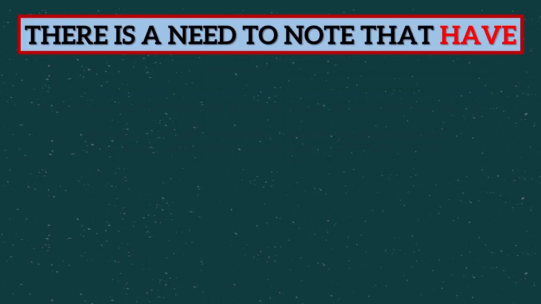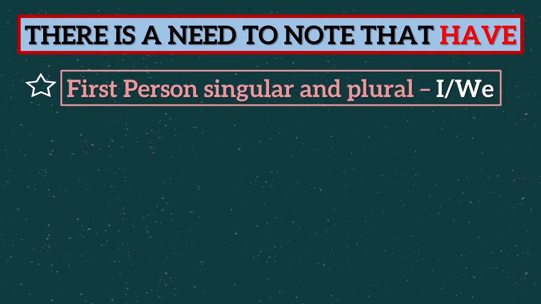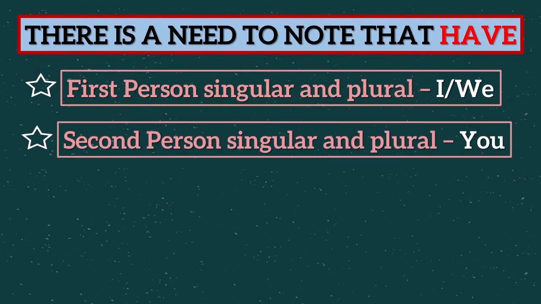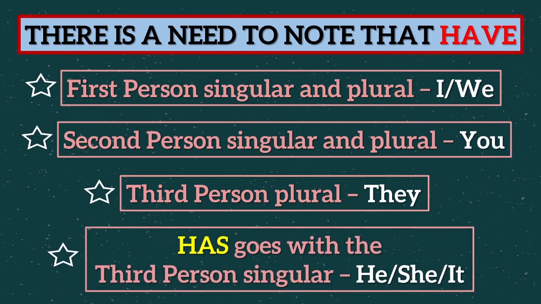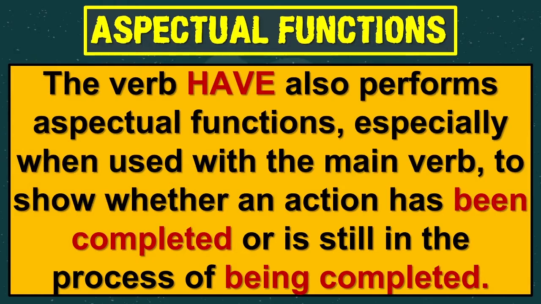Now, there is a need to note that have usually goes with the first person singular and plural, that is I and we. It also goes with the second person pronoun, both in the singular and in the plural form, that is you. And then it goes with the third person plural, that is they, while has only goes with the third person singular, that is he, she, or it. The verb have also performs aspectual functions, especially when used with the main verb.